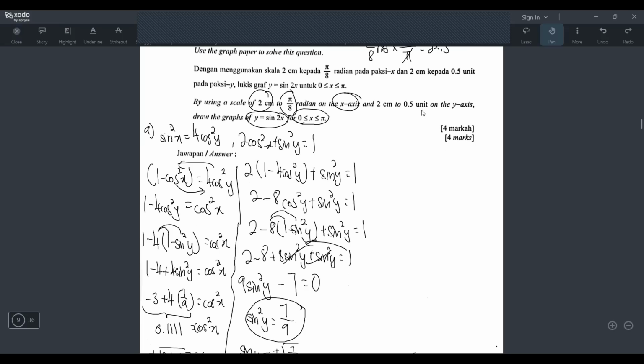For the y-axis, they say 2 cm to 0.5. But if it's sine 2x, the graph will look like this. Sine 2x will be one like this, compared to one sine x.